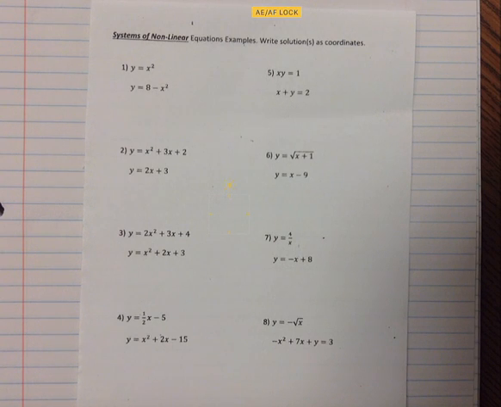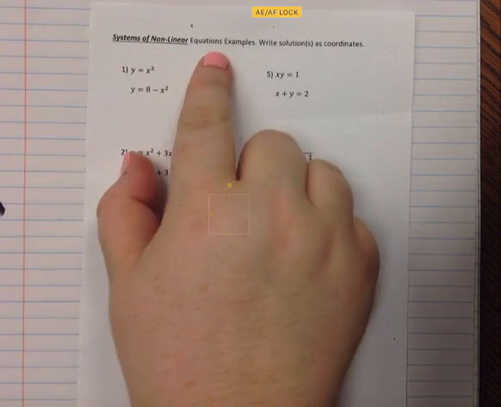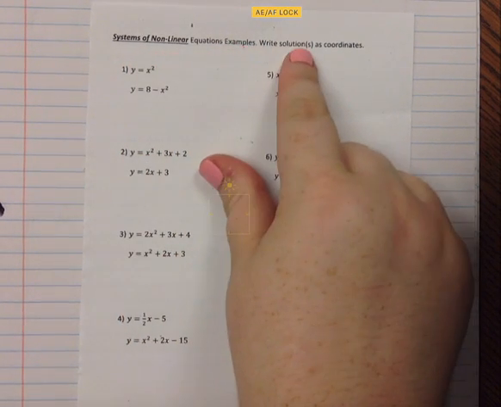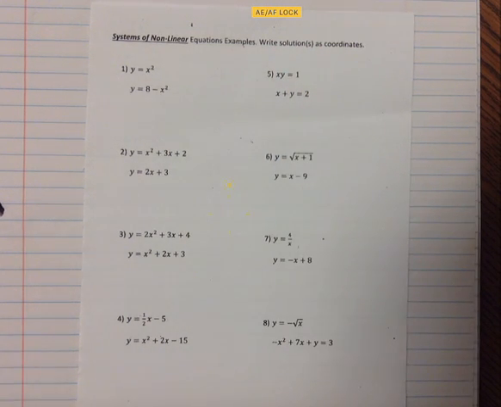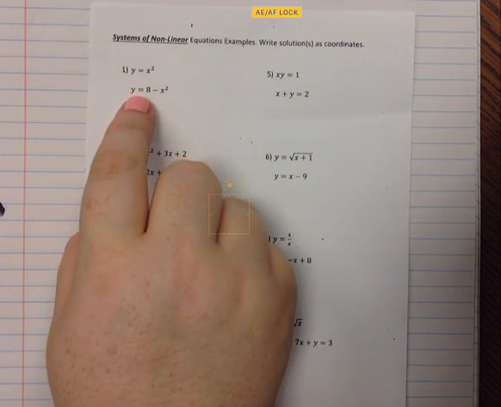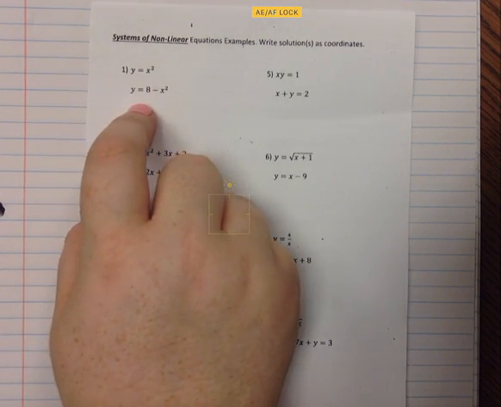The first example says systems of nonlinear equations. Examples. Write solution or solutions as coordinates. So we're going to still do everything in our calculator, but we do have to make sure that we write our answers as coordinates. The first question is y equals x squared and y equals 8 minus x squared. Now these are both already in y equals format, so we can already go ahead and put them into our calculator.